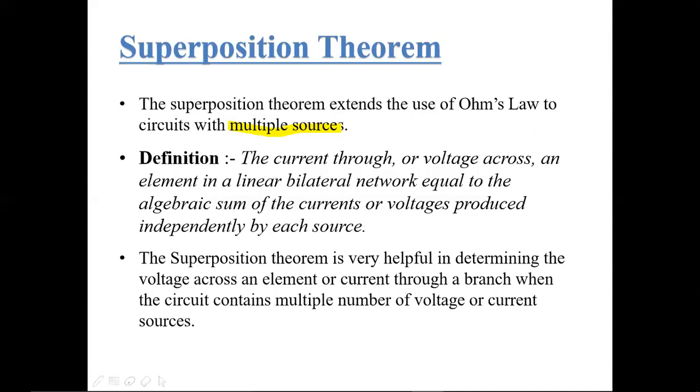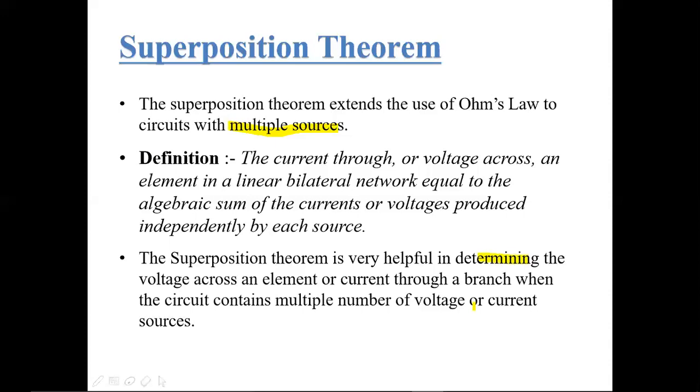The superposition theorem is very helpful for determining the voltage across an element or current through a branch when a circuit contains multiple voltage or current sources. So this technique is used for finding a particular branch current. You should remember, for the superposition theorem you should make active only one source, and the other sources are replaced with their internal resistance, as I stated before this theorem. I will repeat the statement, that is the definition.